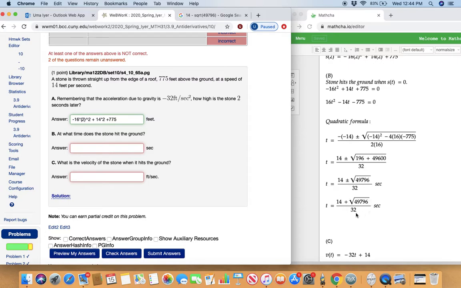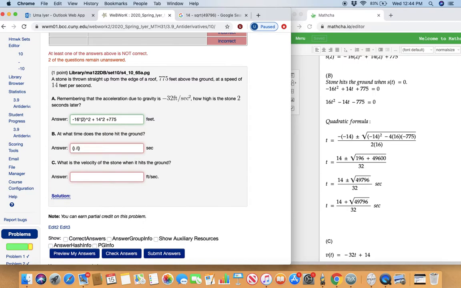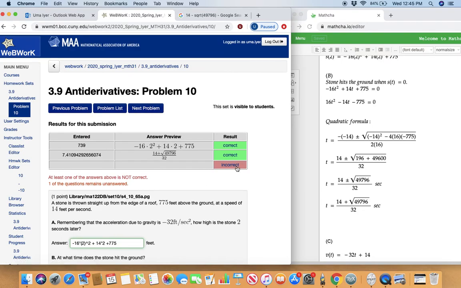So how do I place this in WebWork? I will write first a fraction. Always remember, with a fraction take care of the parentheses. Denominator is easy, just fill it with 32. Numerator is also not too bad. That's my numerator: 14 plus square root of 49796. Don't forget to close every parenthesis that you open. Okay, submit, check, it's correct.